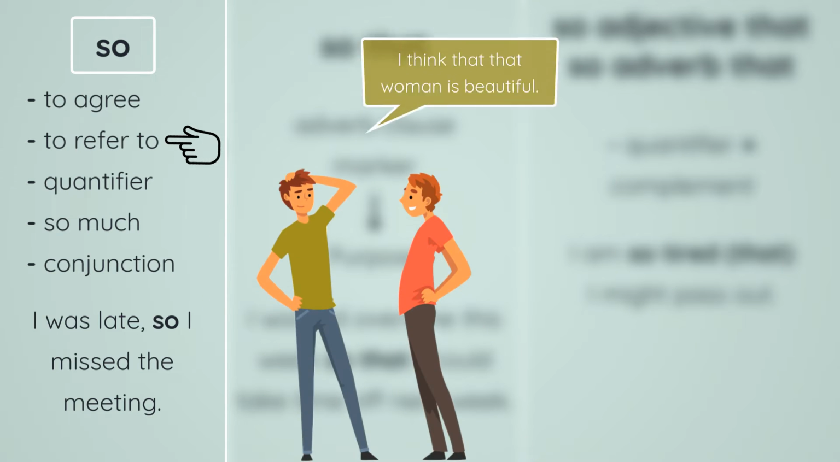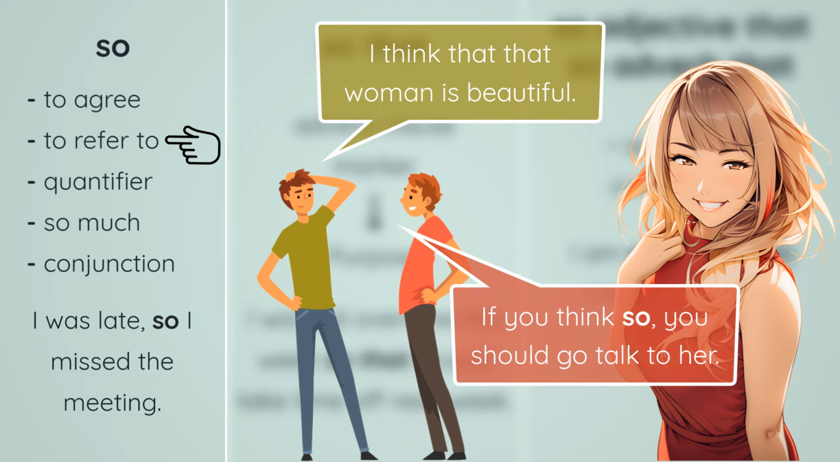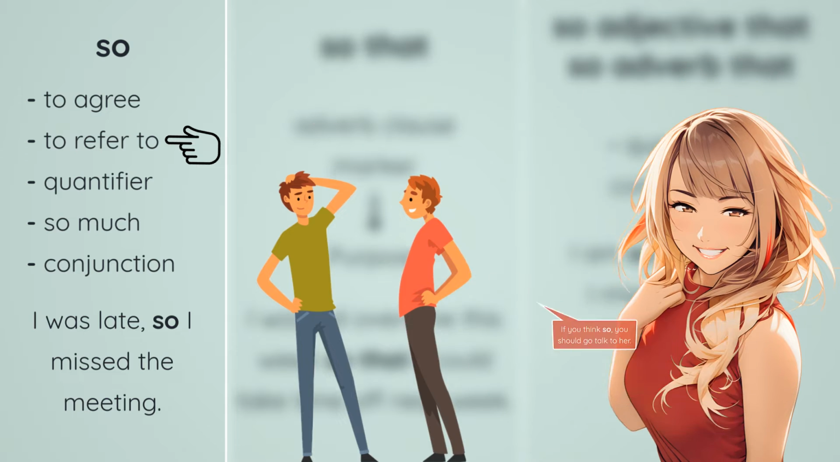To refer to. I think that something is beautiful. I think that that woman is beautiful. Well, if you think so, you should go talk to her. So means referring to what I just said. If you think so, if you think she's beautiful, go speak to her. It stands in the place of something that was already mentioned and understood.